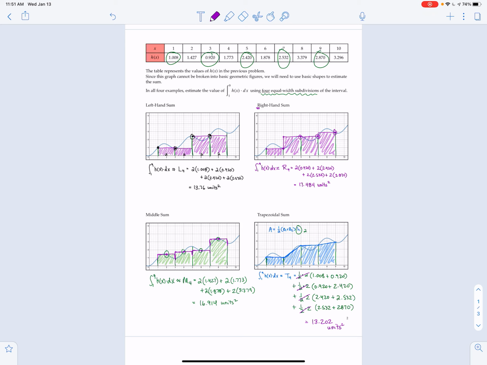You'll see a bunch of problems like this on your 5.2 problem set. Very rarely, if at all, will you be asked to find all 4 sums. But what you will be specified is which type of sum, left, right, middle, or trapezoidal, and you will be told how many sub-intervals. And that is what you are looking for in order to find these.